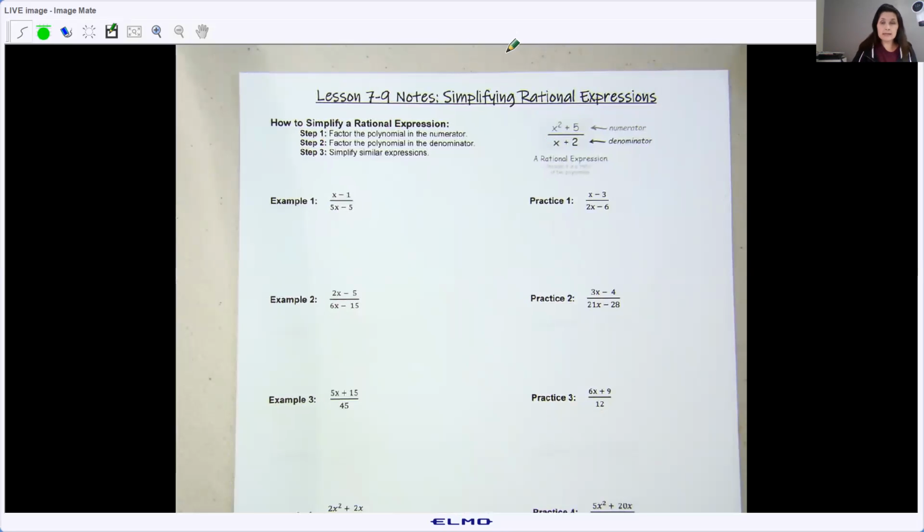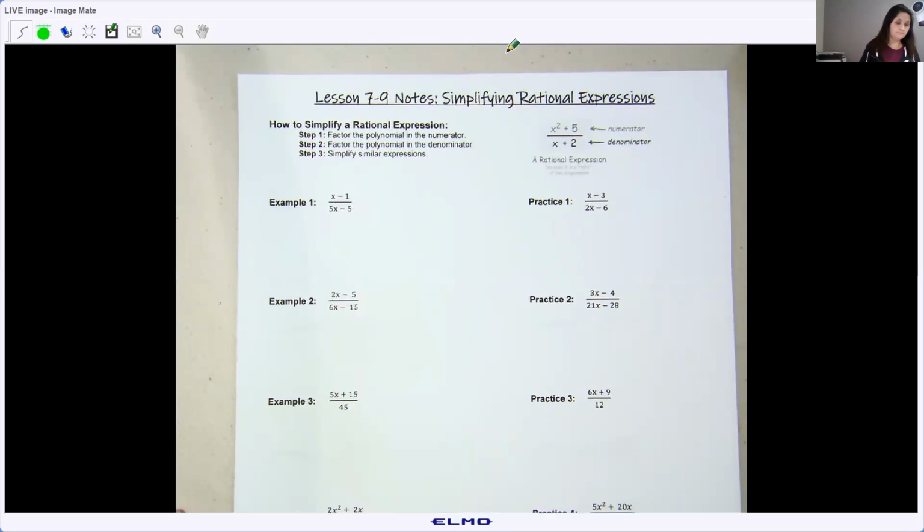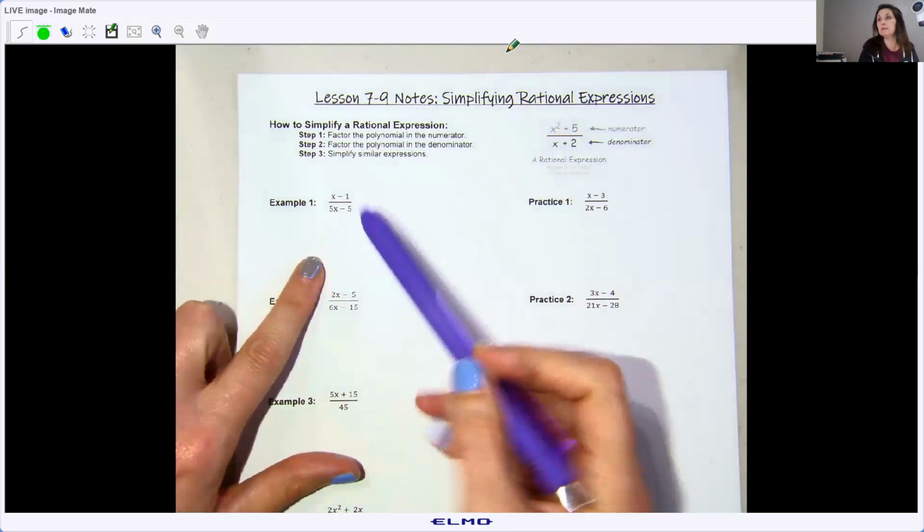All right, so let's go ahead and get started. When we talk about simplifying rational expressions, you have already learned how to factor rational expressions. Now we're just going to simplify them like we would simplify a fraction. So we're going to use everything that we've already learned and then just basically cancel out the like factors that aren't needed.